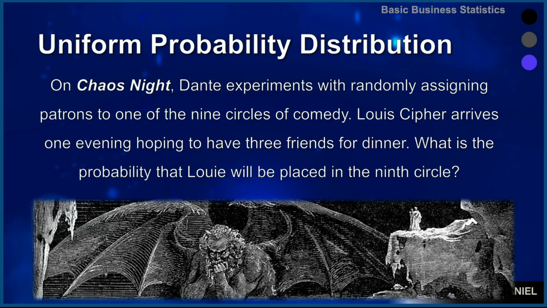For our business of the week, Dante decides to shake things up down at the Divine Comedy Club and create Chaos Night, in which you are randomly assigned where you will sit in the theater. On Chaos Night, Dante experiments with randomly assigning patrons to one of the 9 circles of comedy. Louie Cipher arrives one evening hoping to have 3 friends for dinner. What is the probability that Louie will be placed in the 9th circle?